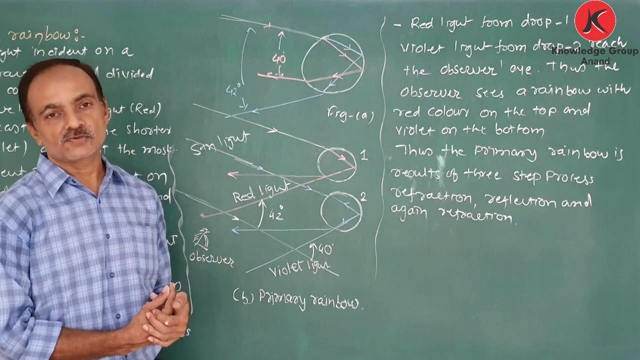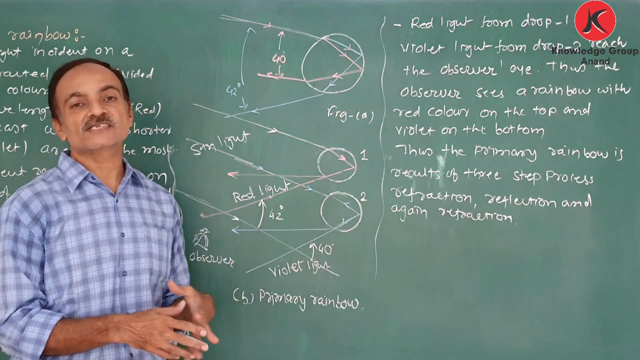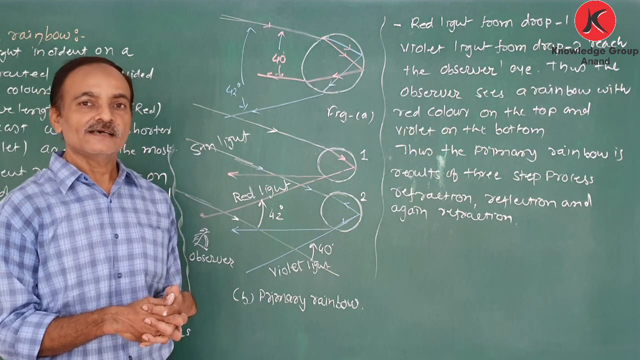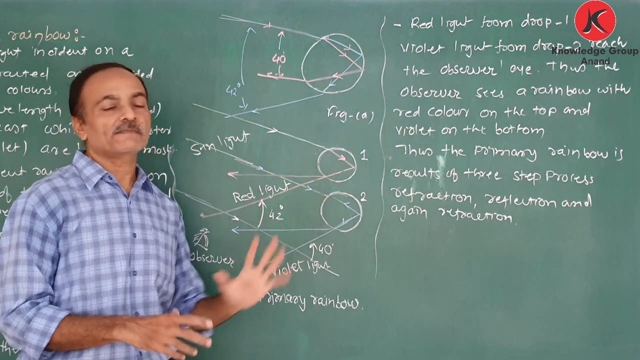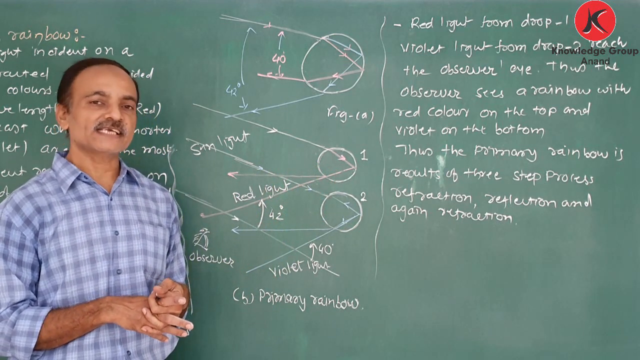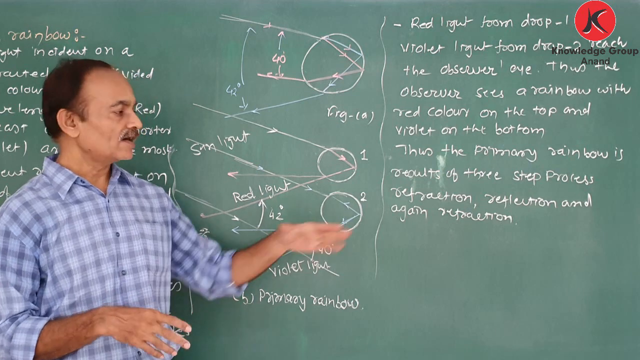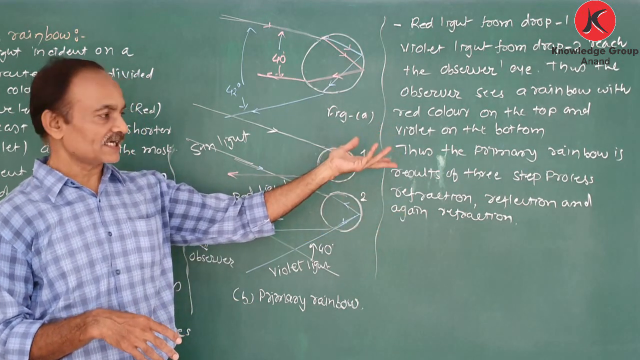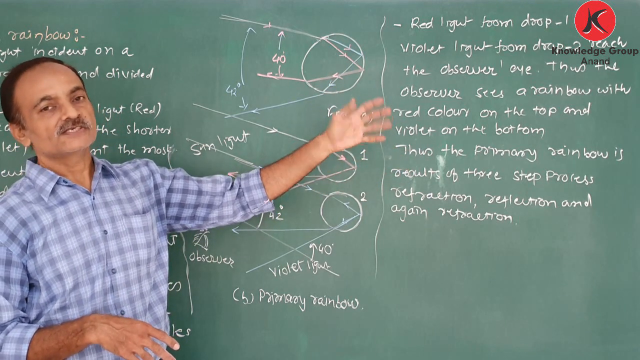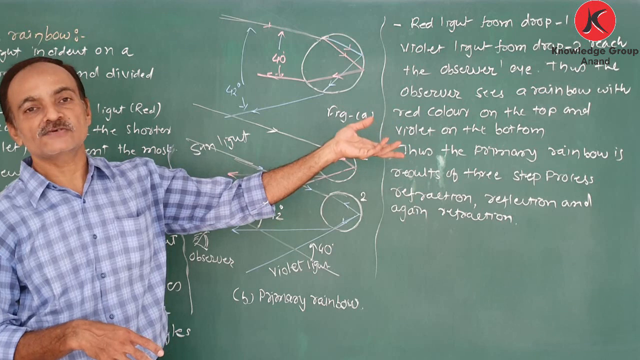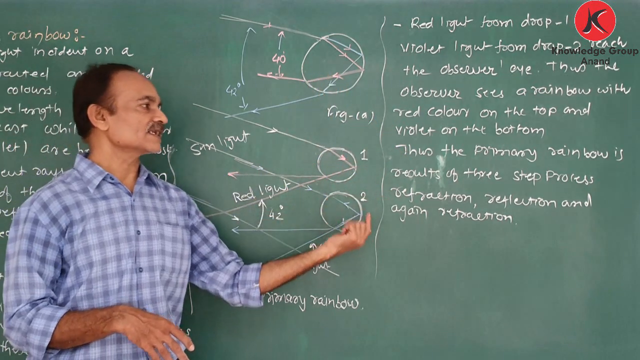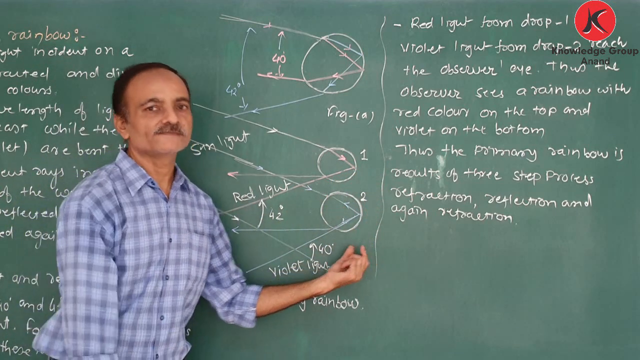Sometimes we also see a double rainbow in the sky. At that time, what happens? There the internal reflection takes place 2 times. In this case, one is the primary, and on the top of the primary there is the secondary rainbow. The secondary rainbow is an inverted image of the primary rainbow. We are going to discuss how the secondary rainbow is formed.